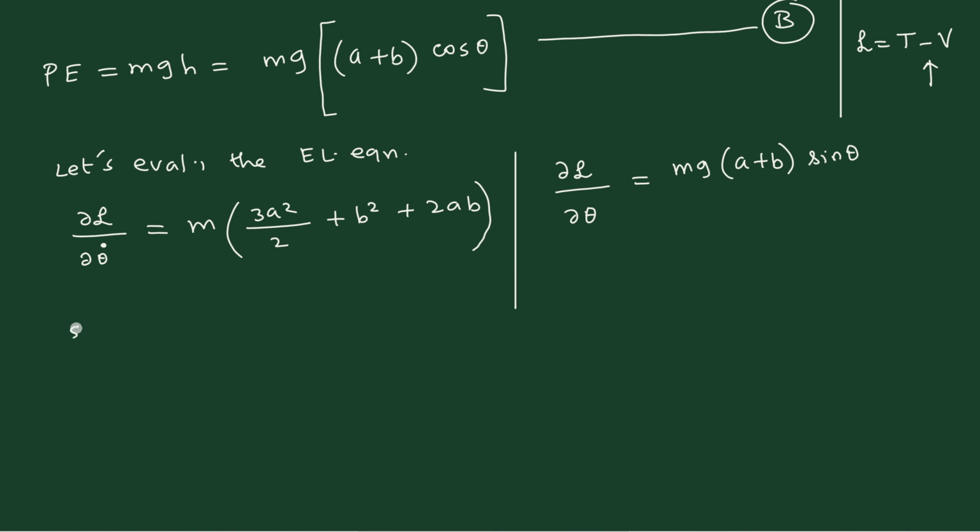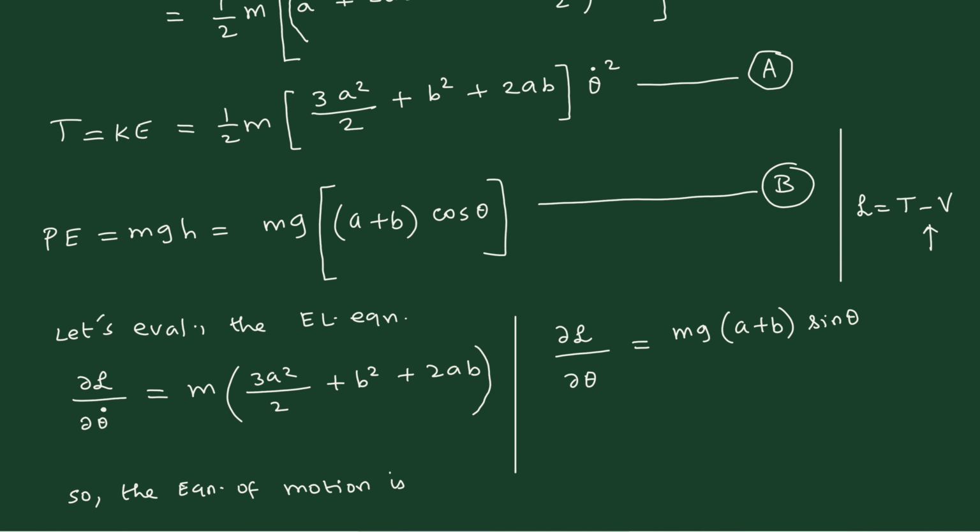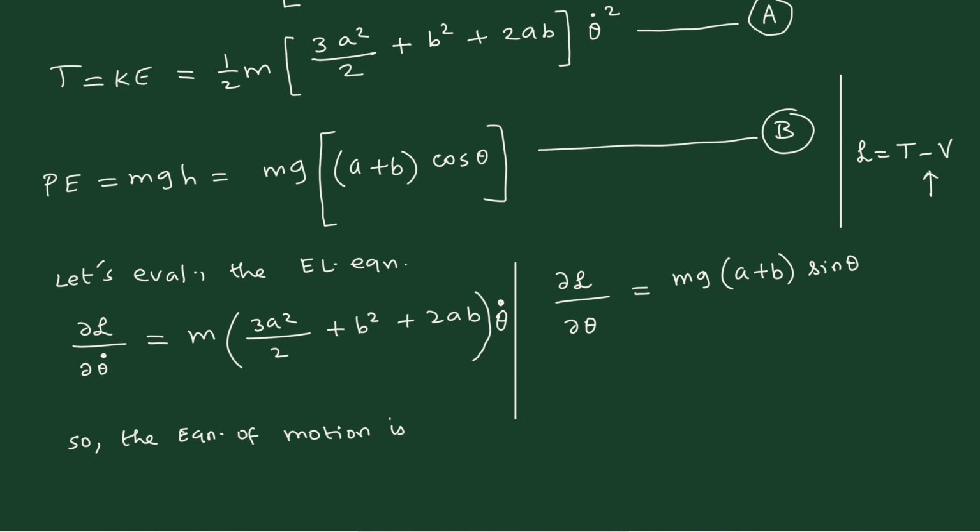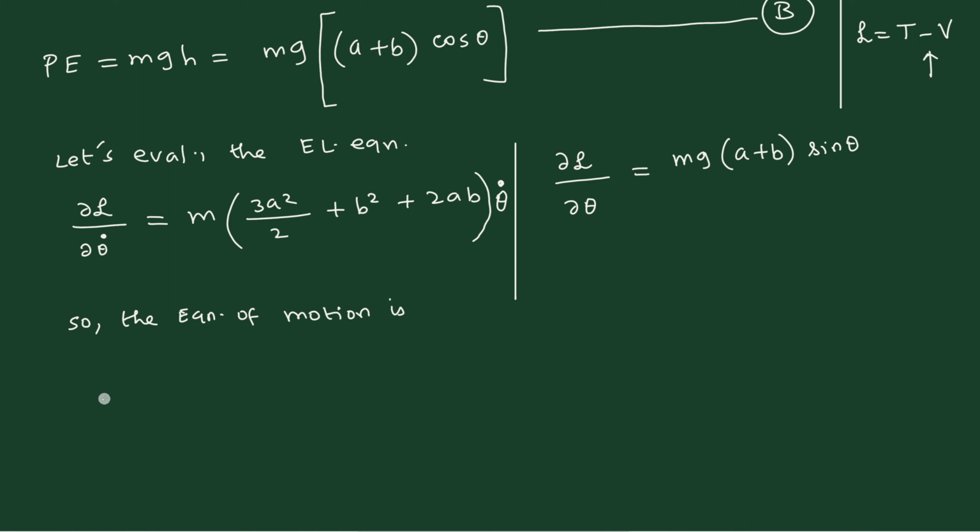So our conclusion is, the equation of motion is, that we can now calculate what happened to this θ̇. We are differentiating this, right? θ̇ squared, if I differentiate, I will get θ̇. So that should be there here. That's all. So now let us write down the equation of motion.